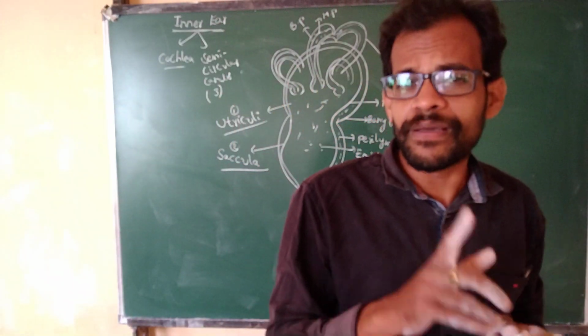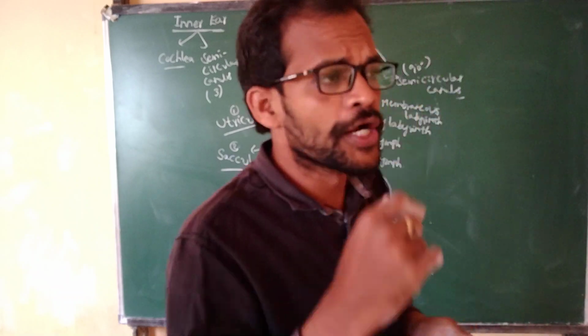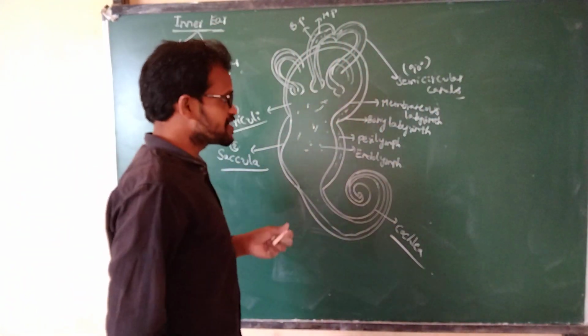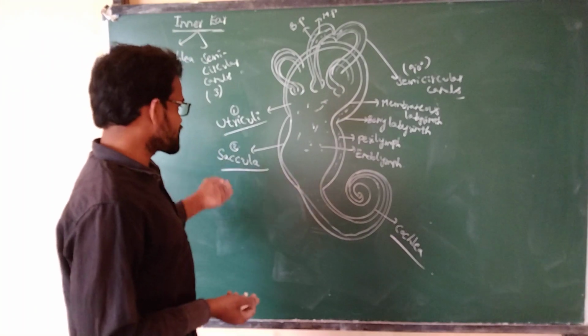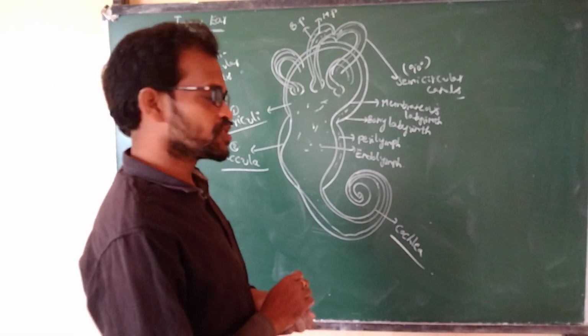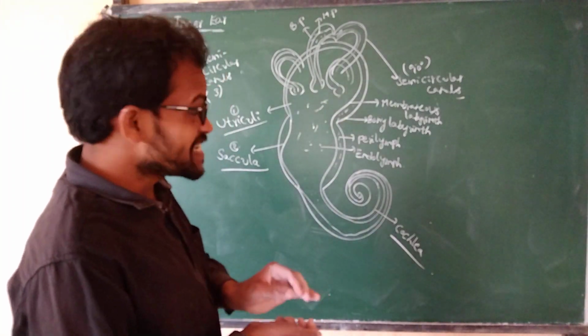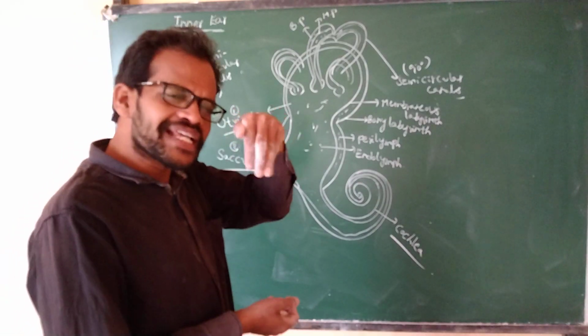The outer bony part is filled with the perilymph. The membranous part is filled with endolymph. The membranous part has two portions: the first part is the utriculus, and the second part is the sacculus.